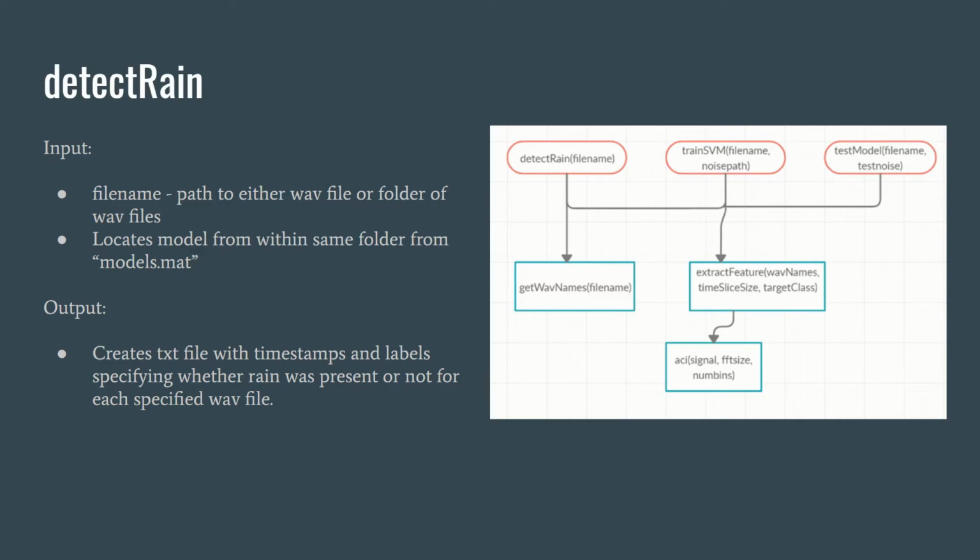The detect rain function uses getWAV names and extract features to create a feature vector in the same way as the previous 2 functions. However, it then creates a text file for every single WAV file that was originally imported. It then iterates through every single feature within that WAV file, and then uses the predict function to make an estimated guess as to whether rain is present within that segment or not. Then the timestamp and the outcome of that feature are recorded within the text file. This is repeated for every feature of every WAV file that is specified within the input arguments.